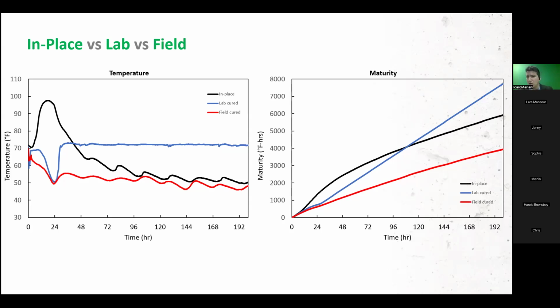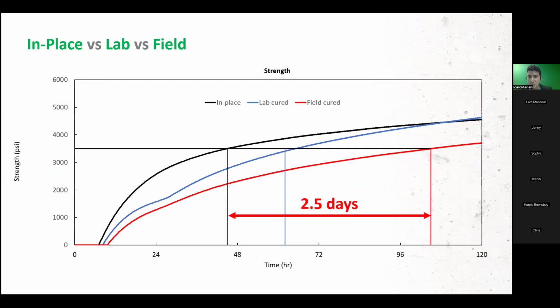So what happens is your black line, which is your element, is peaking at 100 degrees and then slowly coming down to reach thermal stability. Your red line is your field specimen that was poured from the same truck, left on site overnight, and left on site throughout. And then the blue line is your lab one, which was left on site for only the first day and then moved to the lab. So you see that despite being the same mix with the exact same proportions, the behavior is not going to be the same. And what we see out of this is a difference in the strength gain.